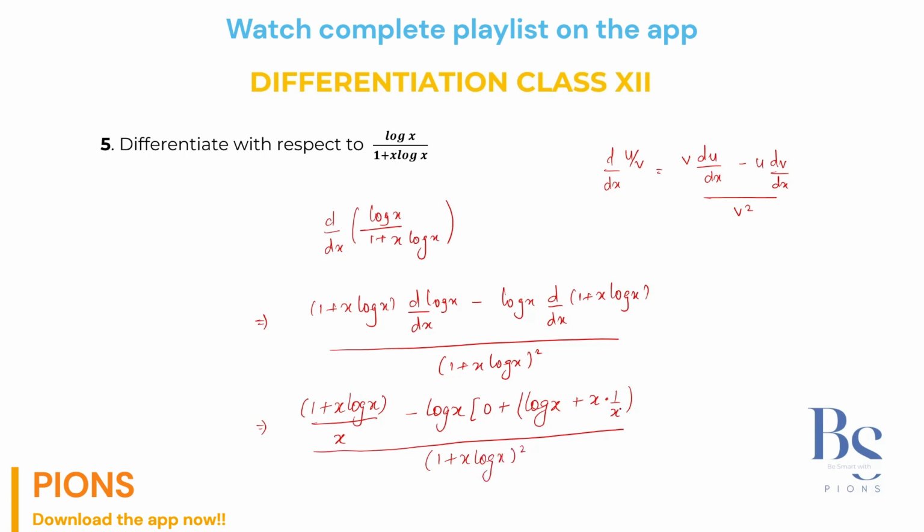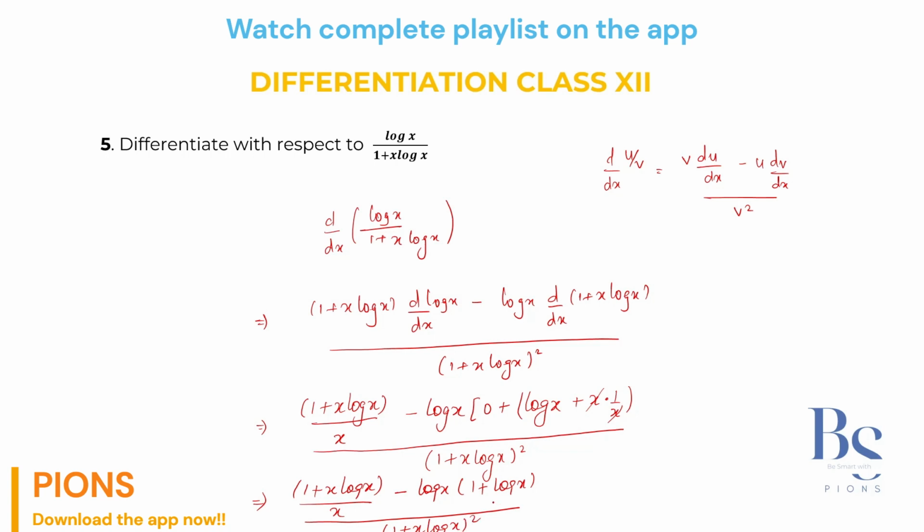Clear it is? Now x and this x will cancel out. So we can cancel these two. And we are left here with 1 plus x log x upon x minus log x into 0, no effect. What are we left with? 1 plus log x whole divided by 1 plus x log x whole square.